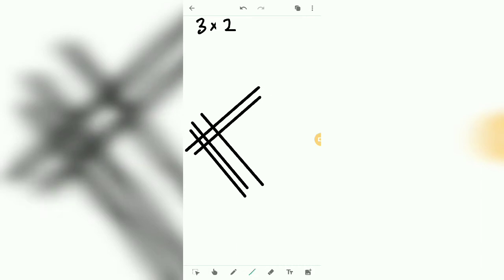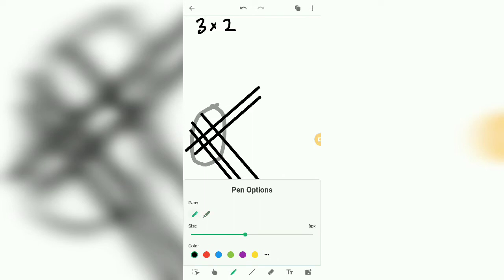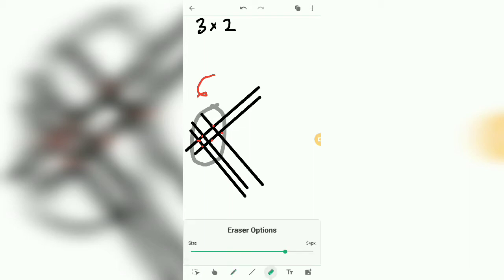So you're supposed to count where they intersect. Okay, so they intersect this place. So you're supposed to count the points over there and change the color of the pen to red. So 1, 2, 3, 4, 5, and 6. So that's 6. So 3 times 2 is 6. Okay, so let's try something else.